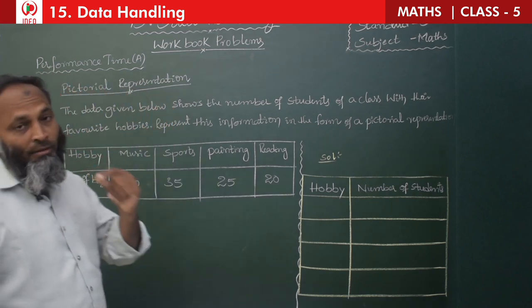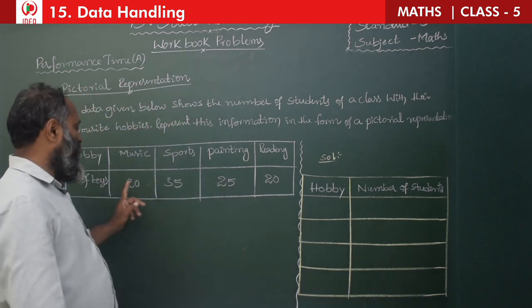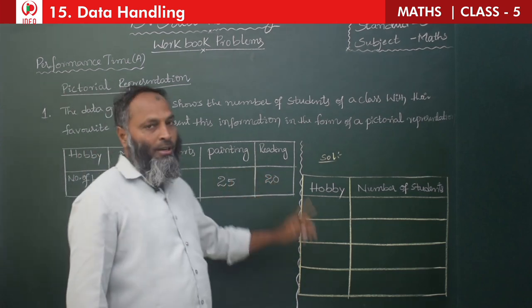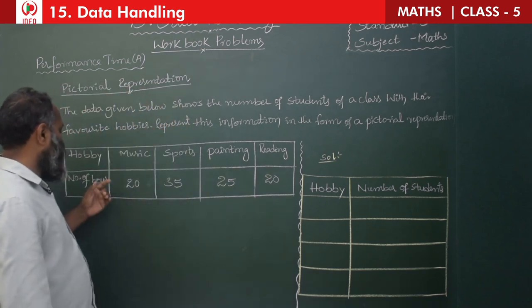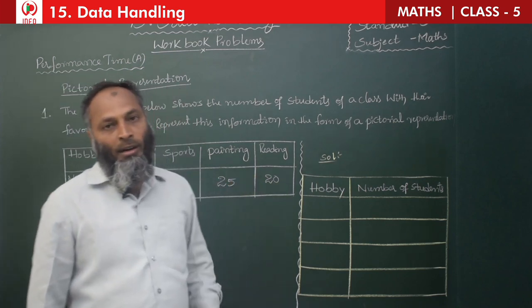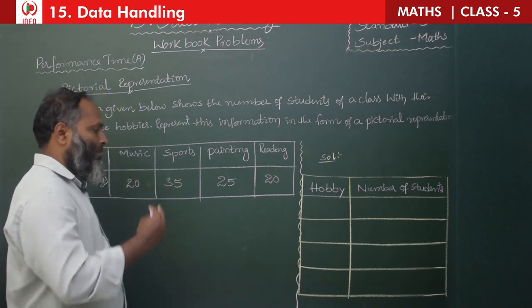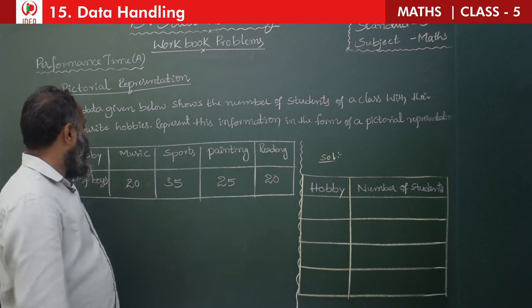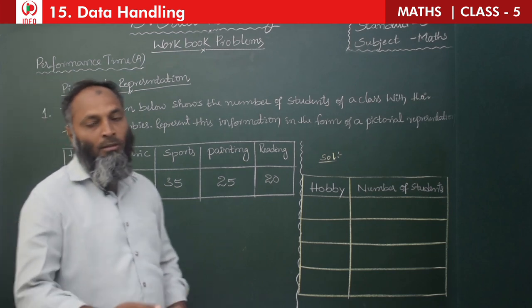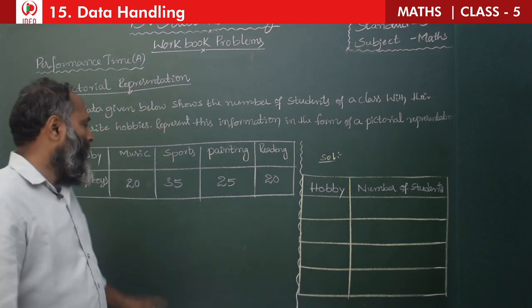Whenever we are going to make a pictorial representation, first we should observe the data. Here we have 20, 35, 25 and 20. All are multiples of 5. According to the given data, we should first check whether it is a multiple of 5, 2, 4 or 10. Now, all these are multiples of 5.